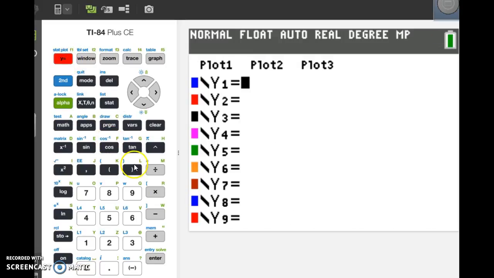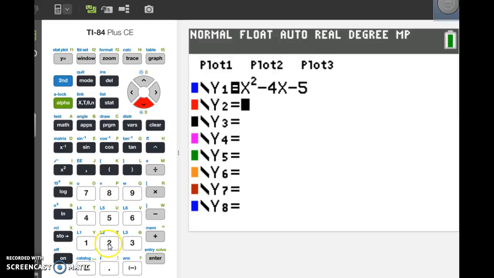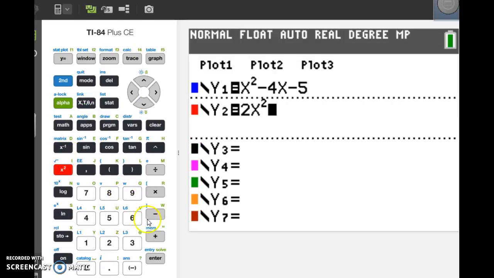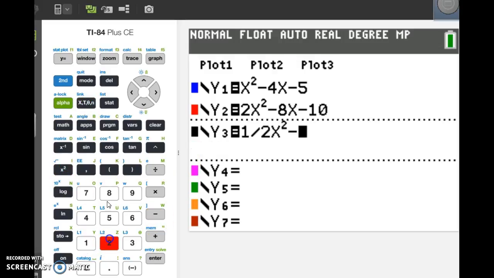Now I want to go to y equals. All right, I want to put in my original function. My original function is x squared minus 4x minus 5. I'm going to put it in the blue one. So it's going to be x squared minus 4x minus 5. The second one was when I multiplied by 2, so that's going to be 2x squared minus 8x minus 10. And then the black one will be 1/2 x squared minus 2x minus 5 over 2.